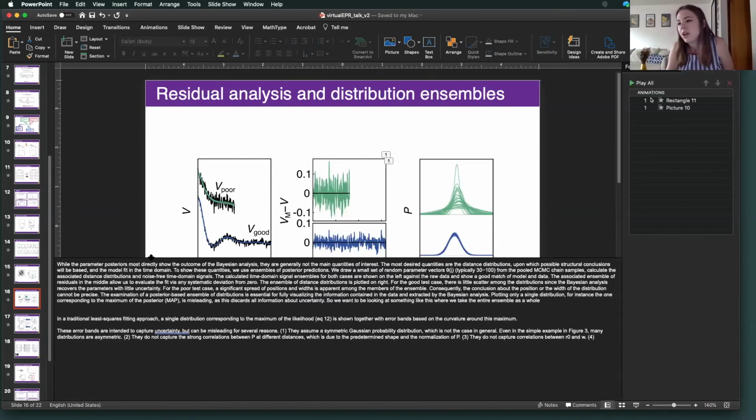So with the error bands, there's a few things that come up. You're assuming that it's a symmetric Gaussian distribution, which is not always the case. You're not capturing the correlations between the P at different distances. You're not showing the correlations between R naught and width. Some of these can be avoided, like with Lewis's bootstrapping method, but there's others that can't. So when you actually show the entire ensemble, you're seeing all of these correlations and uncertainty actually visualized rather than just assuming this one shape with the error band.